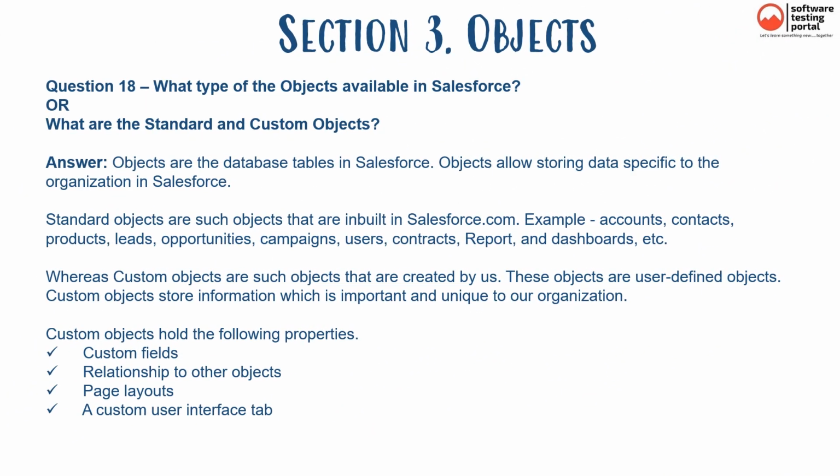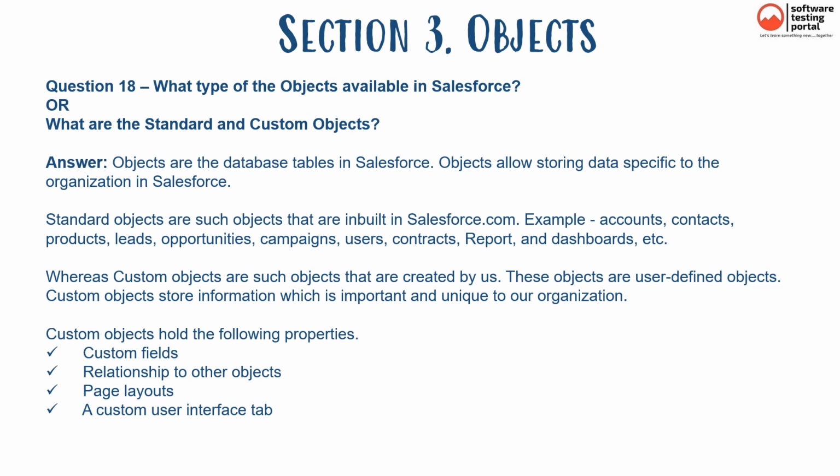Question 18. What types of objects are available in Salesforce? Or what are the standard and custom objects? Objects are the database tables in Salesforce. Objects allow storing data specific to the organization in Salesforce. Standard objects are objects that are inbuilt in Salesforce.com. Examples: accounts, contacts, products, leads, opportunities, campaigns, users, contracts, reports, and dashboards.